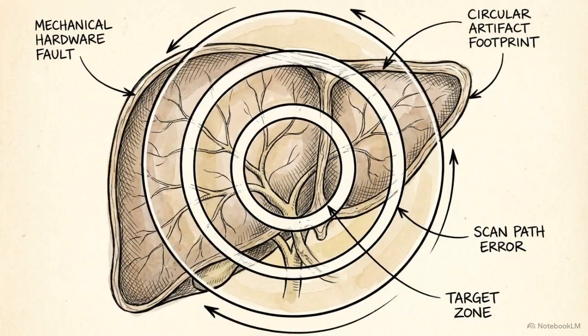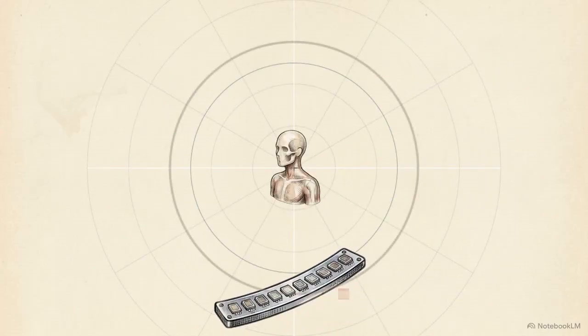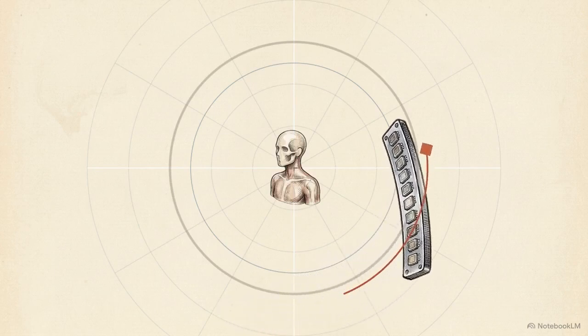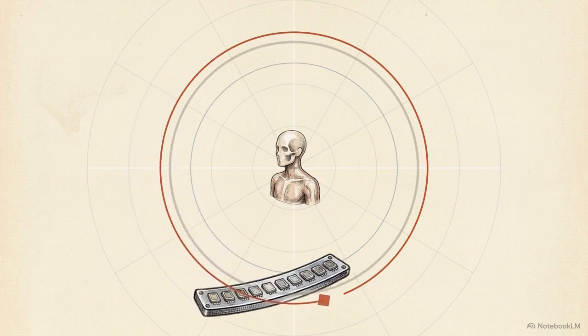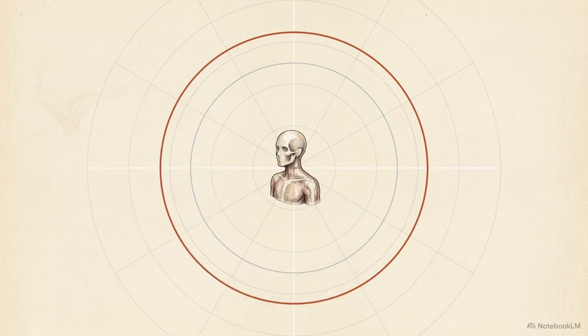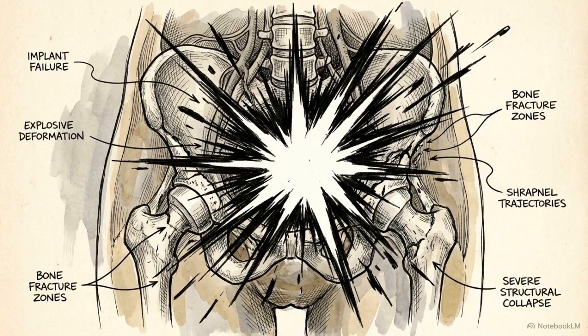A perfect circle appearing on an axial slice is known as a ring artifact. This occurs when a single detector element is faulty or uncalibrated. As the gantry rotates 360 degrees, the path of that specific broken element traces a circular footprint onto the final image. Back projection calculations translate this static point of failure into a perfect ring. Metallic artifacts are a severe manifestation of the same beam hardening and photon starvation physics we have already analyzed.